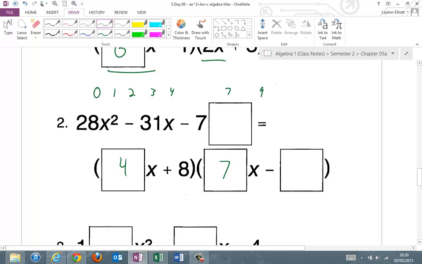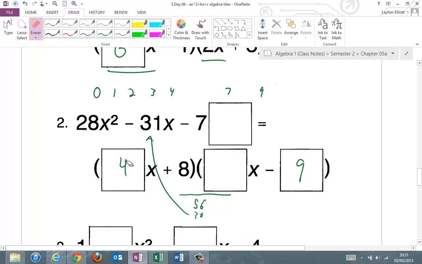If I go inner, that'd be 56, and last is 4 times something. Furthermore, I want 8 times something to be equal to 70 something. Well, that'd have to be 8 times 9 to give me 72. So now I just have to check to see if I can get to 31 correctly. 8 times 7 is 56. 9 times 4 is 36. And if I subtract those, I don't get to 31.